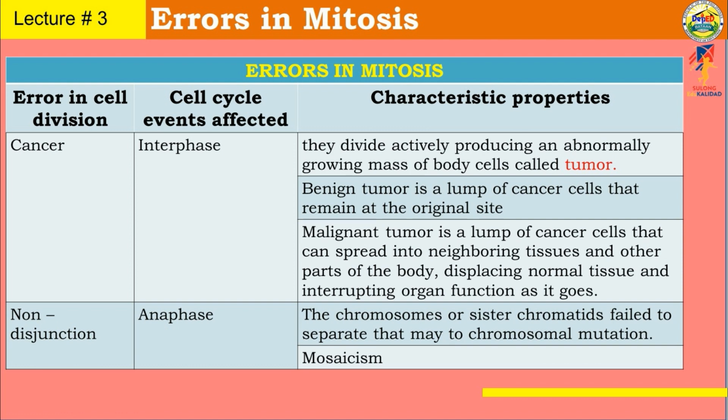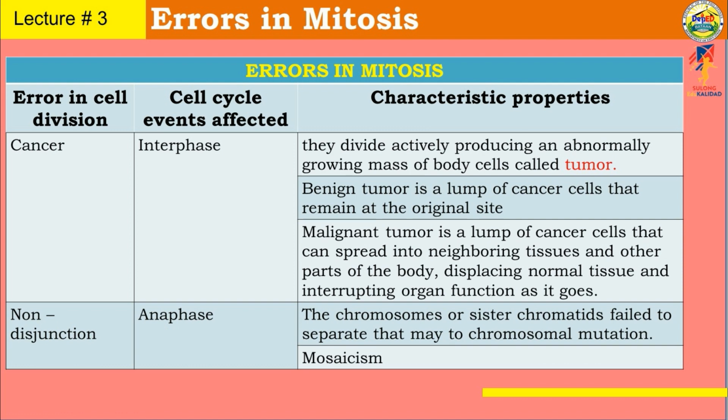We have two: cancer and non-disjunction. For cancer, it happens during the interphase. For the characteristic properties, the cell produces incorrect DNA copies. As a result, mutated cells are formed, known as cancer cells. Cancer cells do not respond normally to the cell cycle control system, so they divide actively, producing an abnormally growing mass of body cells called a tumor.